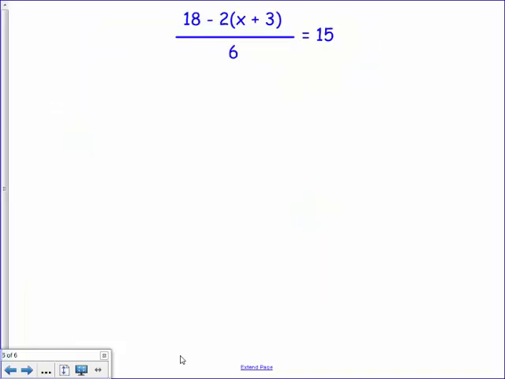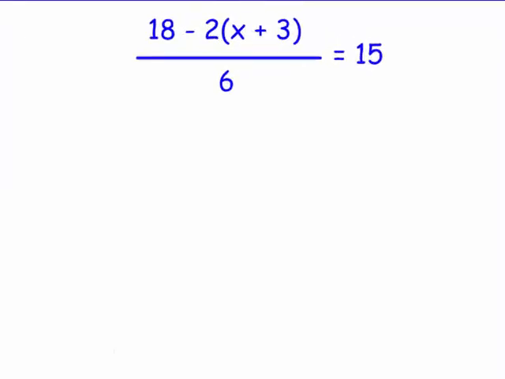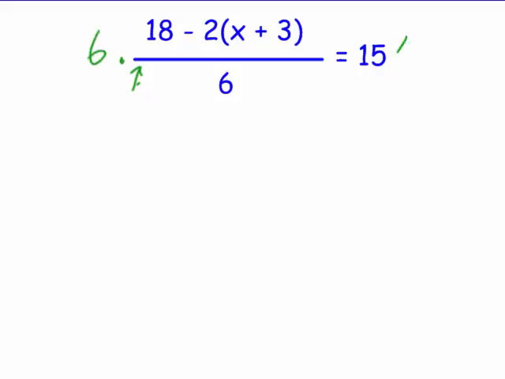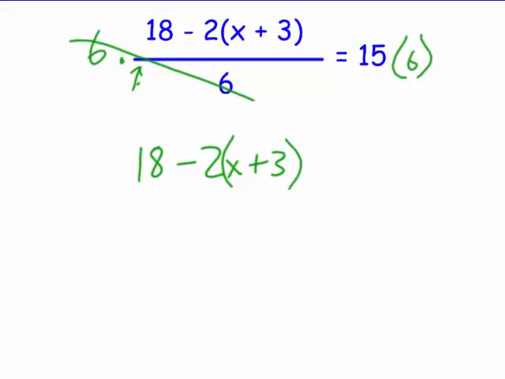Let's try another one that's very similar to that. Same thing, the variable's up top, so I have to get rid of this fraction bar again. So what's the inverse of divide by? This is a divide by 6. Well, multiply by 6. Whatever you do to one side, do to the other. So those 6's cancel, and you're left with 18 minus 2. Just keep my parentheses. I haven't done anything there yet. And 15 times 6 gives us 90.